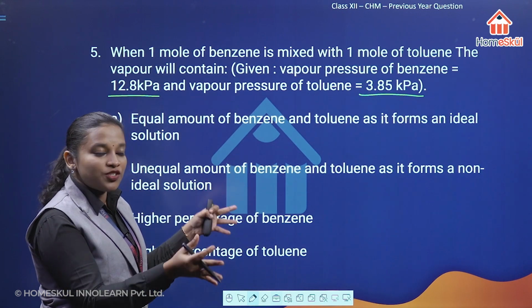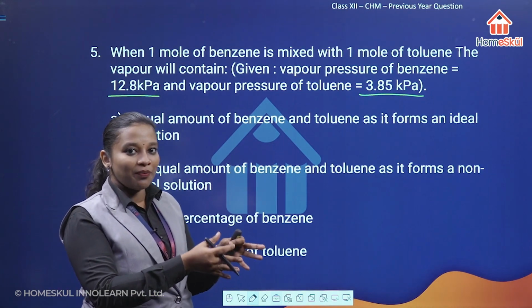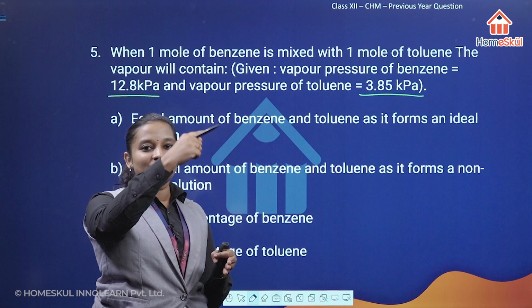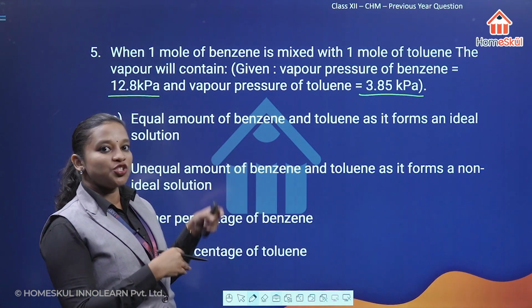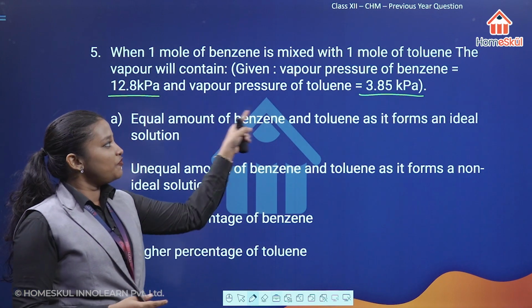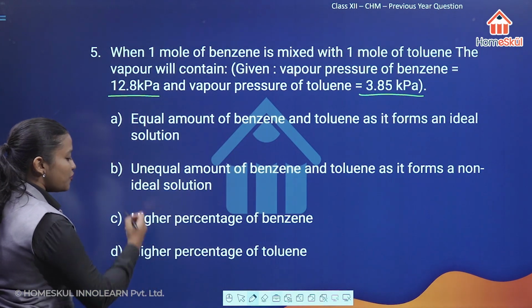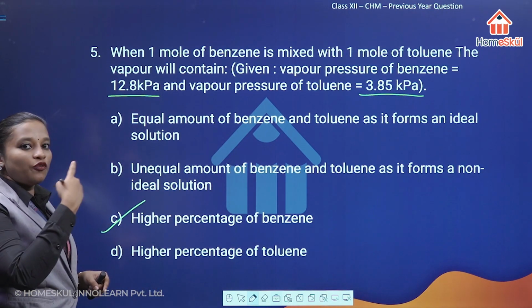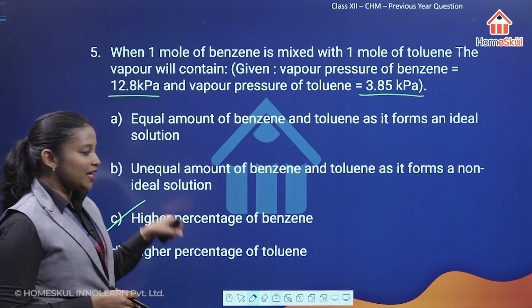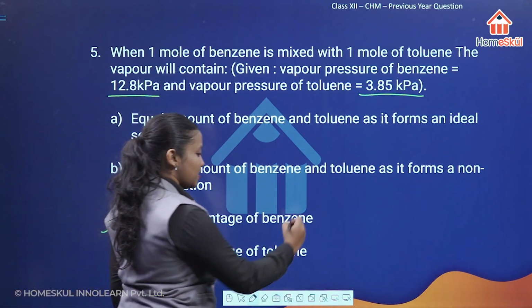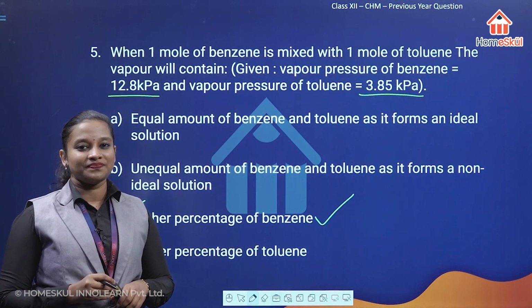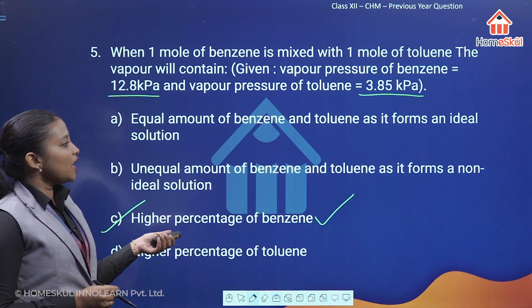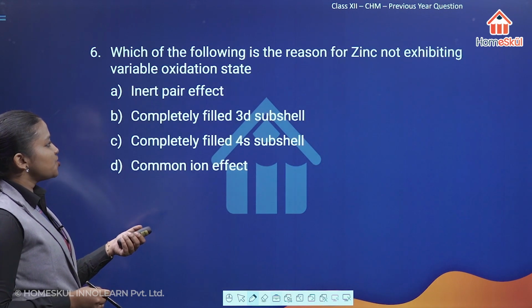When we mix these two, benzene and toluene, what happens? More amount of benzene will be in its vapor state. That's why its vapor pressure is more. So from this information, we can find that more amount of benzene will be in the vapor state. That means the higher percentage of benzene. Okay, so option C is the correct answer. Now moving on to the next.